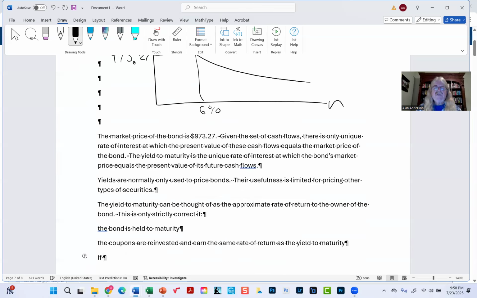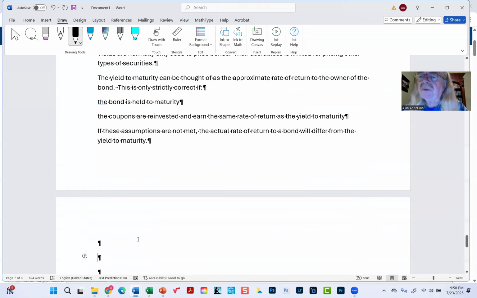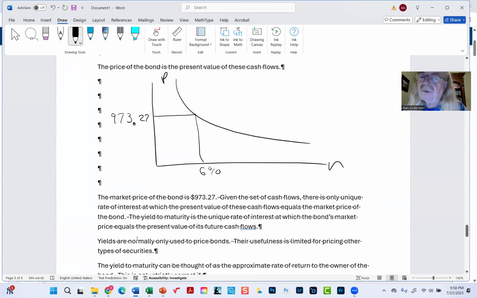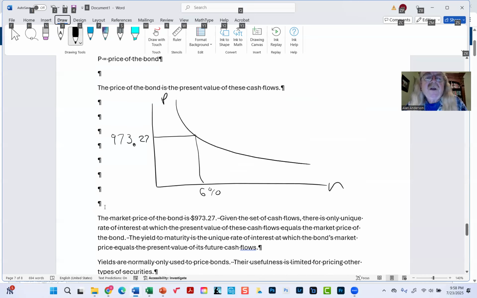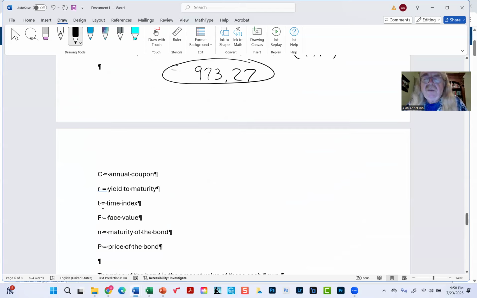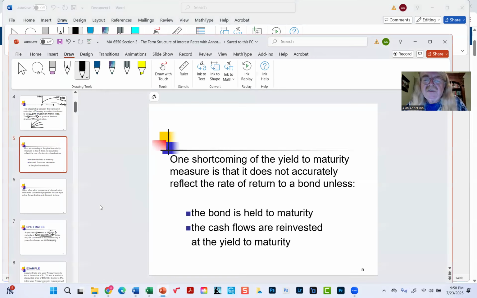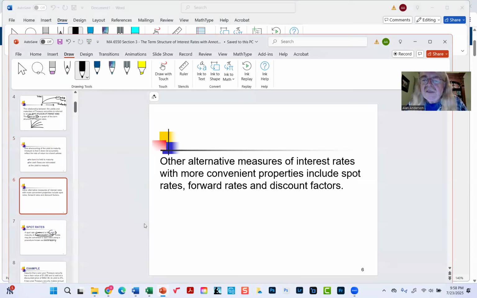So if these assumptions are not met, the actual rate of return to a bond will differ from the yield to maturity. It may not be very much, but they're not going to be the same numbers. So yields are fine for bonds, but even then they're not completely accurate reflections of the rate of return. So for other cases, we're going to be better off with these so-called spot rates of interest. And if they're not what we need, we can use forward rates and discount factors.